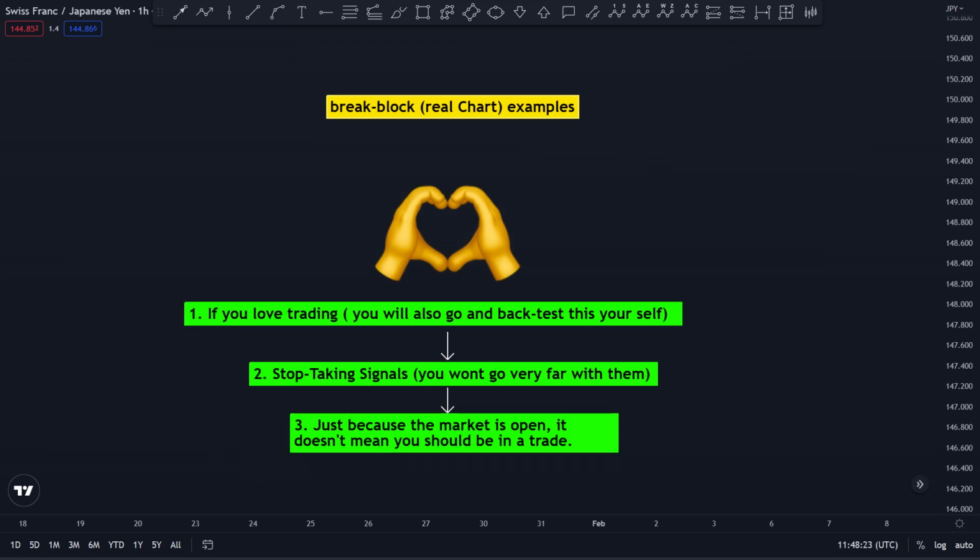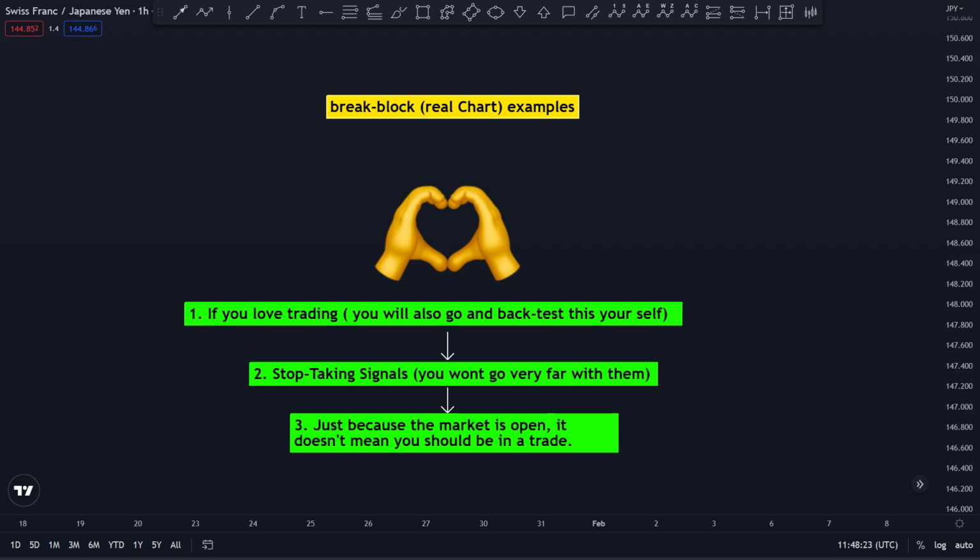Let's do some practical examples on a real market chart. But before we begin, let me clear this up. If you love trading, you must always keep a clear mind that one day you will still lose some trades, or maybe you lost a trade today due to being impatient about waiting for a confirmation candle. Please stop taking signals because you won't go far with them. Just because the market is open, it doesn't mean you should always be in a trade.